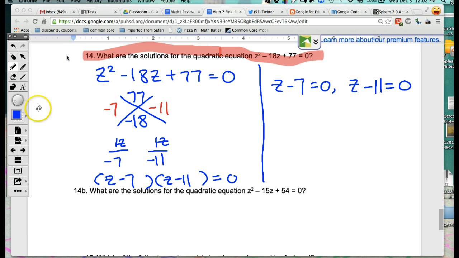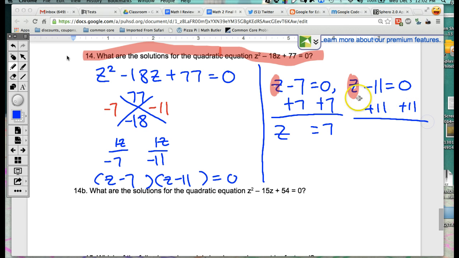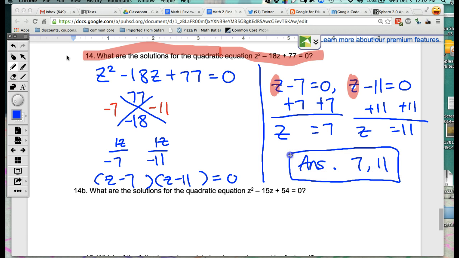Okay? So if I want to leave the z all by itself, what do I have to do to both sides? You have to add. Yes, the opposite of subtraction or the inverse of subtraction is addition. So z is now equal to 7. And over here, what am I supposed to do? Yes, I'm supposed to add 11 to both sides. And so now z is going to equal 11. So then the correct answer that I have to select, and in this question, they just say 7 and 11. And you would have to select that one.